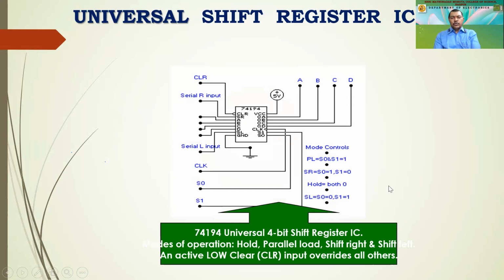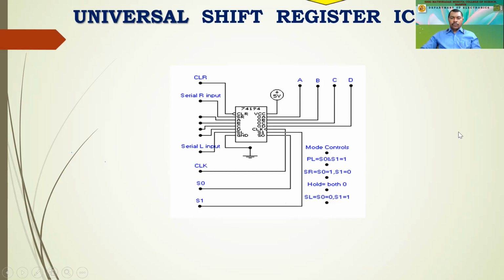Okay, now these are some of the ICs which are available in the market. We won't go in depth of that, but these are already available. We did not need to have the flip flops separate. We have everything given inside this. This is a 74194 IC. We call it the universal 4-bit shift register IC, which has hold, parallel load, shift right and shift left, and active low clear, which overrides all other inputs. So we have all the characteristics which we require in this. So this is the IC 74194, right?